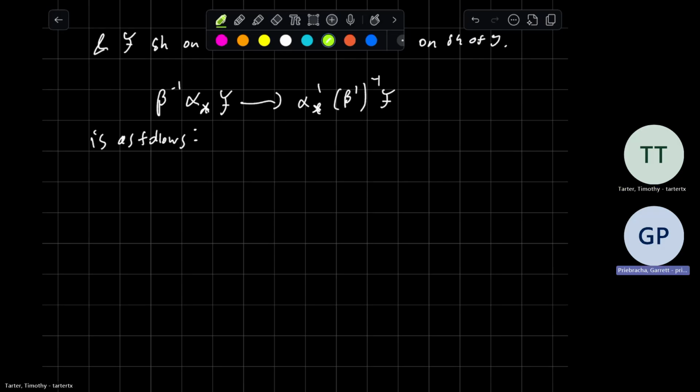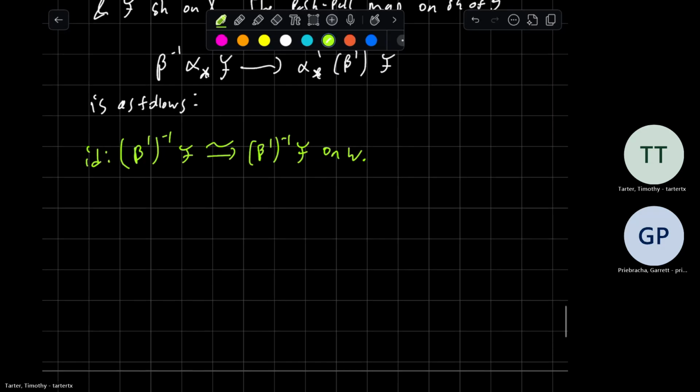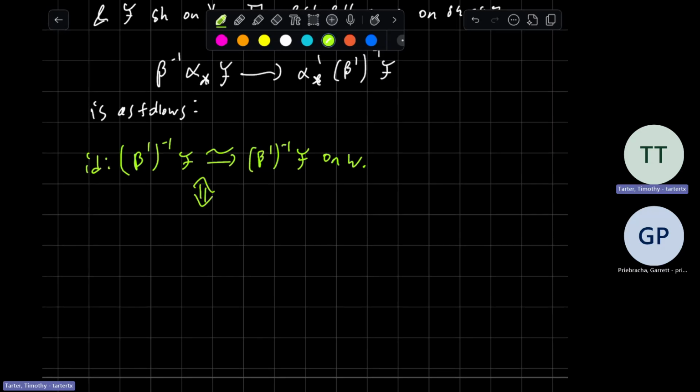So start with the identity that beta prime inverse F is isomorphic to beta prime inverse on W. This is equivalent by adjointness to F bijecting to beta star prime beta prime inverse F on X.